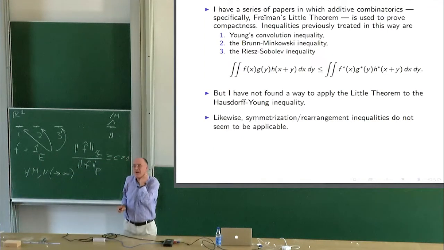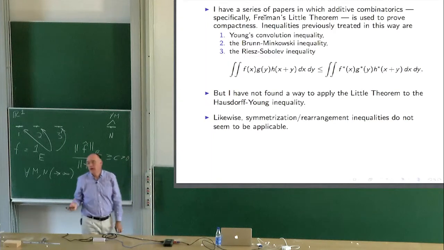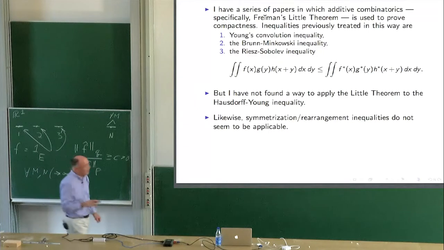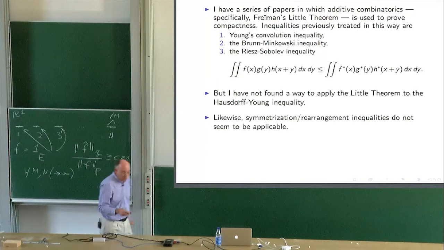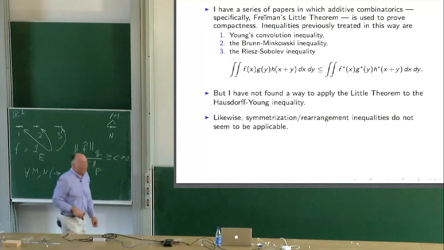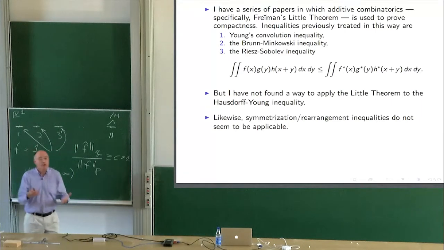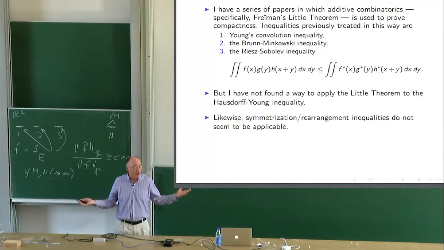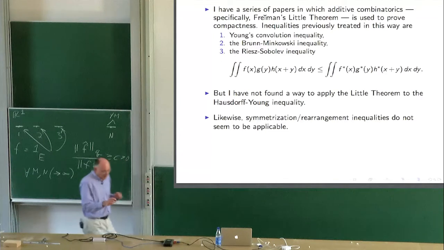But I have not found a way to apply this little theorem of Freiman to the Fourier transform. And so what I'm going to explain now is a method that uses the big theorem, the rather imprecise but very, very general one, in its place. Okay. And of course, symmetrization inequalities, rearrangement inequalities don't work well with the Fourier transform because cancellation's involved. It's global. It doesn't seem to work.